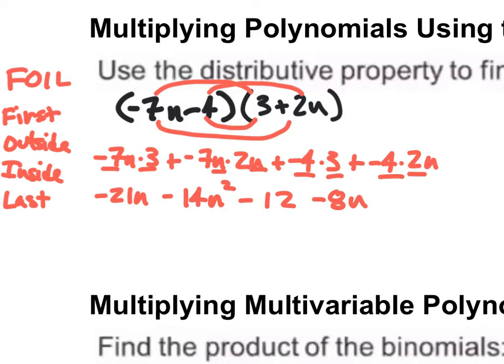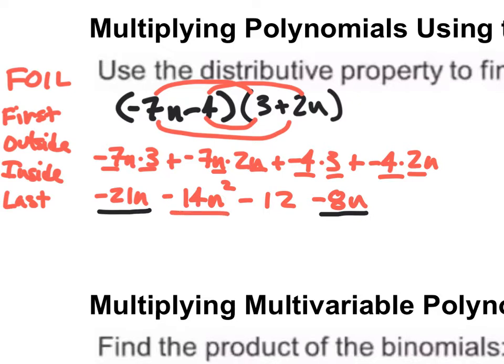Now I have to think about the terms that I can combine, my like terms. I'm looking for terms that have the same variable raised to the same exponent, so I have negative 21n here and negative 8n here. If I add those together, that's going to give me negative 29n. But let's put this into standard form.